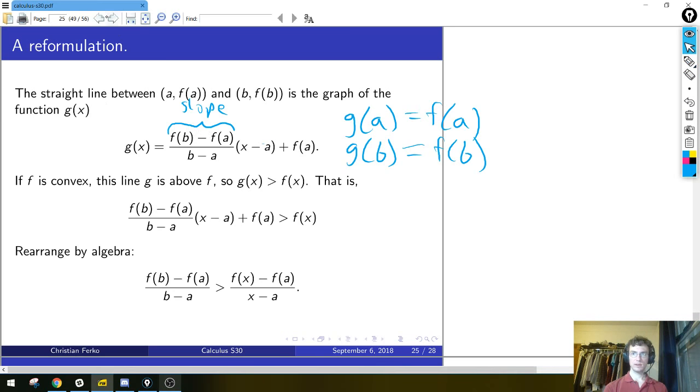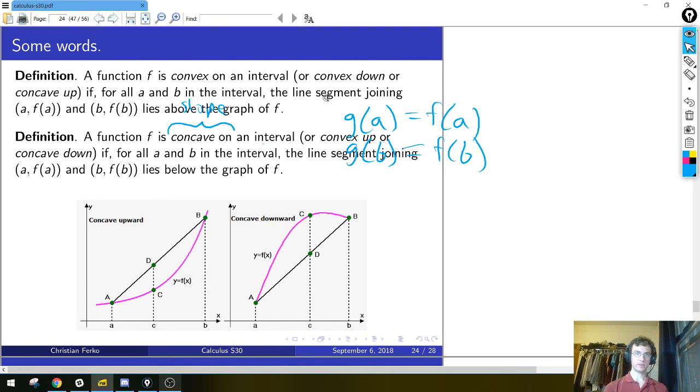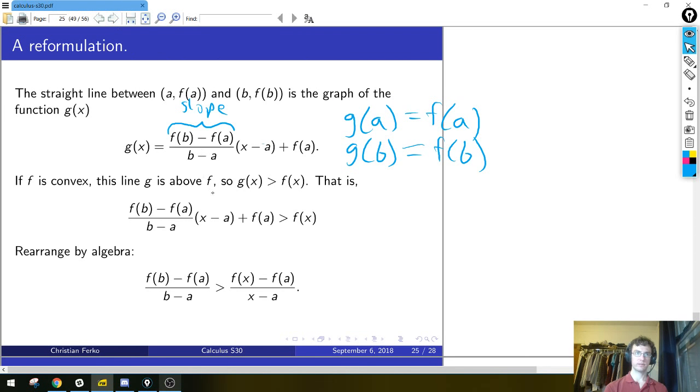Anyway, what do we want to do with the straight line? Well, we're supposed to decide whether the straight line is above or below the graph. What does above mean? Above means greater, so good. So if f is convex, which means convex down, or concave up, the line is above f, which means g is greater than f. G is the line, f is the graph. So we can turn this into algebra. You just take your expression for g, put it on the left side, and on the right we have f. So g is greater than f is the desired formula.